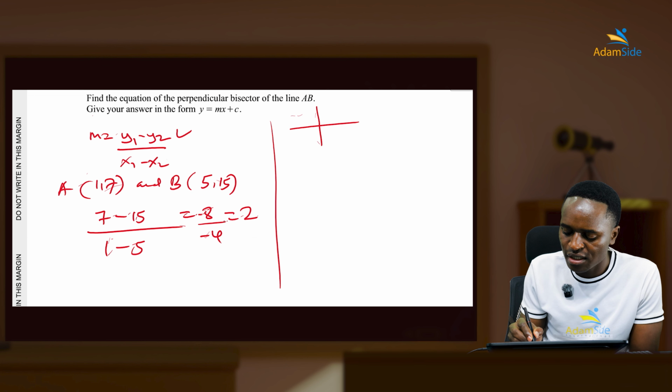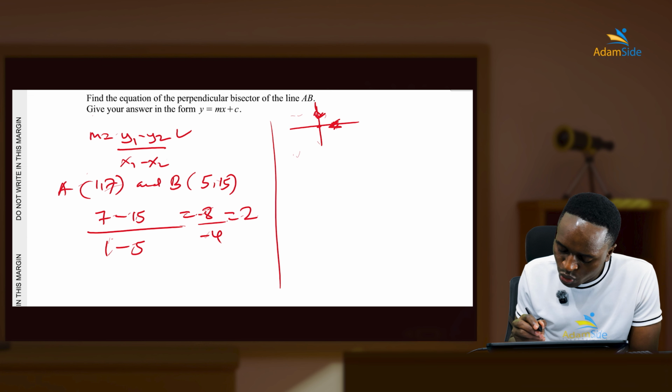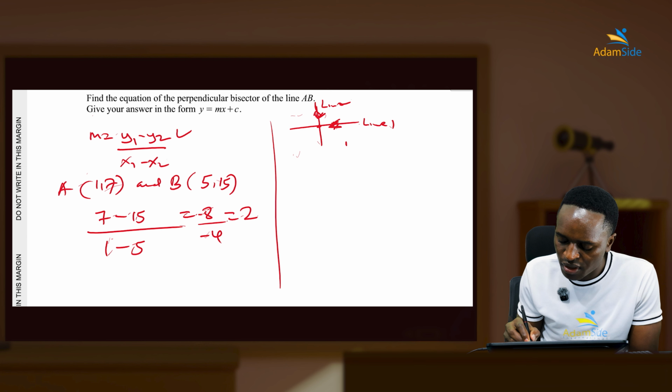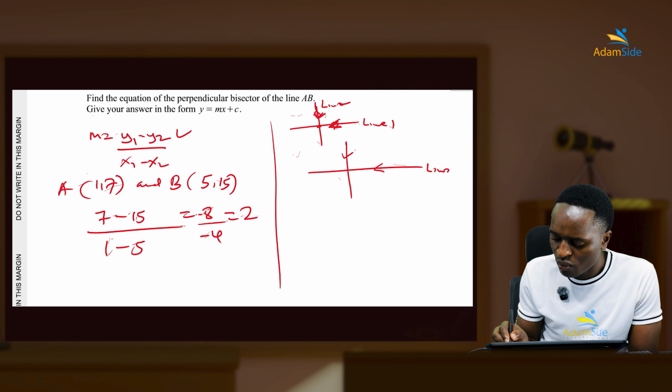at 90 degrees. So we have a line that goes this side, and we have another line that comes this side. They meet here at 90 degrees. So if this is line 1 and the other one is line 2, when you have two lines that meet at 90 degrees, this is line 1 and this is line 2.